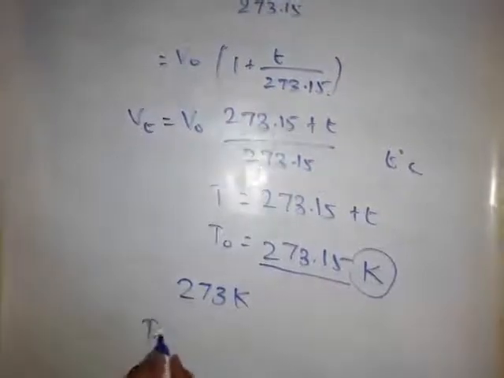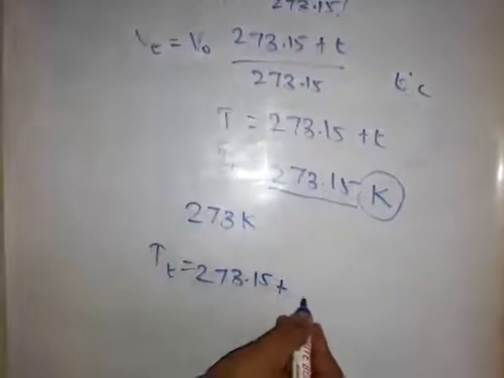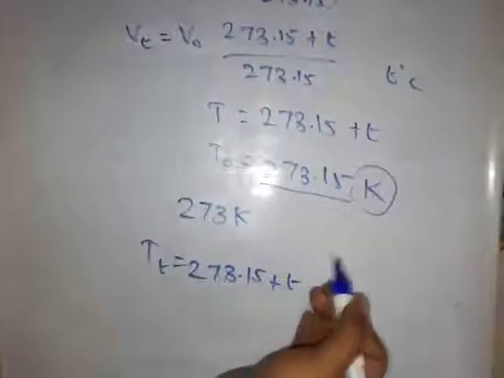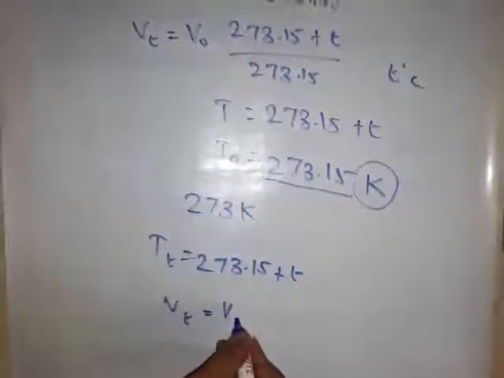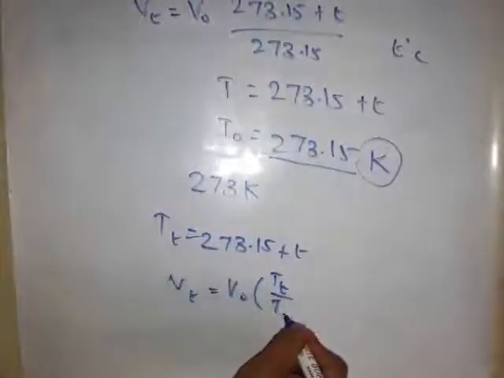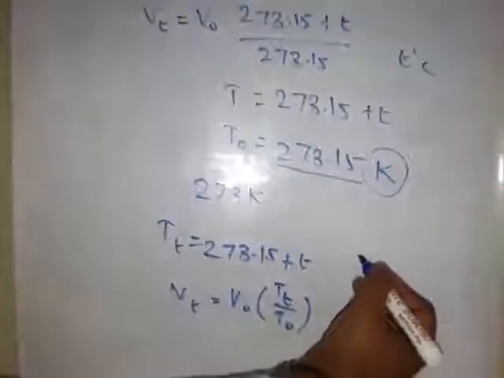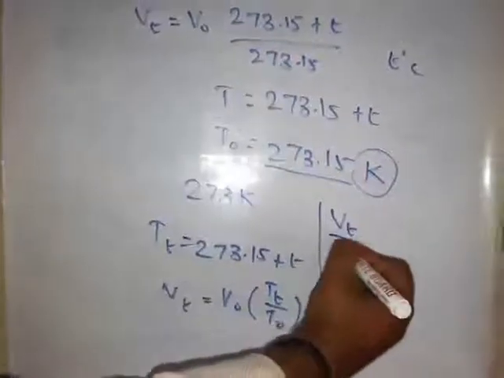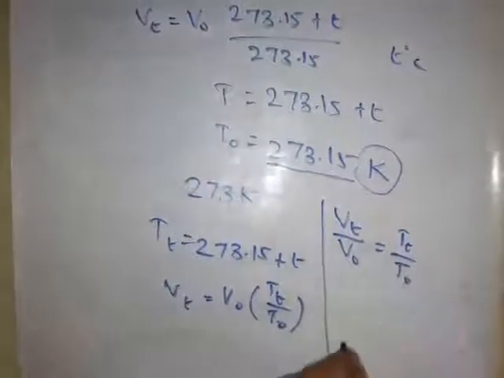If you write Tt is equal to 273.15 plus T, and T naught is 273.15, then the relationship is Vt is equal to V naught into Tt divided by T naught. Rearranging this equation, I am writing here: Vt divided by V naught is equal to Tt divided by T naught.